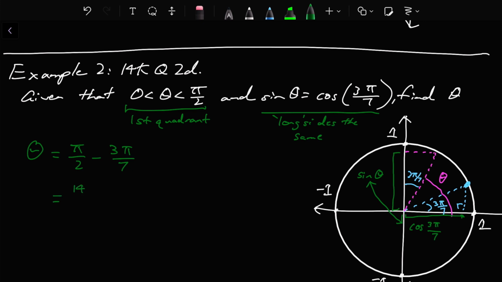We say this is 14 pi on 7 minus 3 pi on 7, which gets us to 11 pi over 7. Now that doesn't look right because it's bigger than pi, so I've made a numerical error somewhere. Oops, no, that's wrong. So even your teachers make mistakes sometimes.